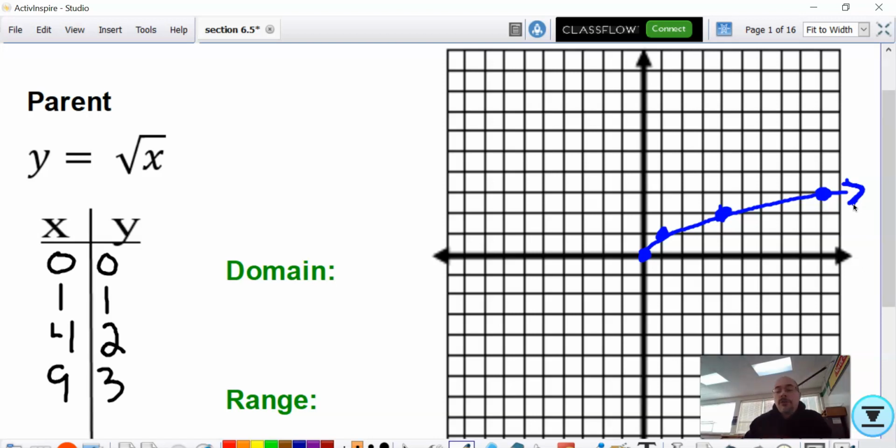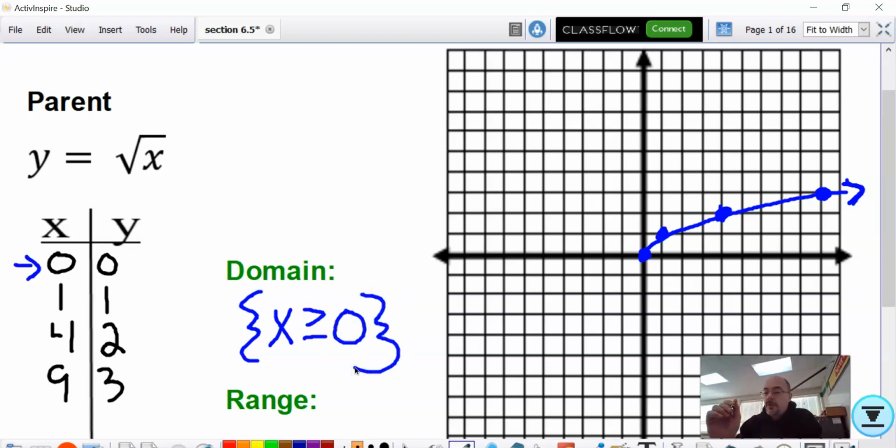Now the domain. Remember, the domain are the x values, ladies and gentlemen. So the domain in this situation is x. Notice that the domain starts with 0 and gets larger. So I'm going to put x is greater than or equal to 0. That means all the numbers from 0 on up work. That's our domain.